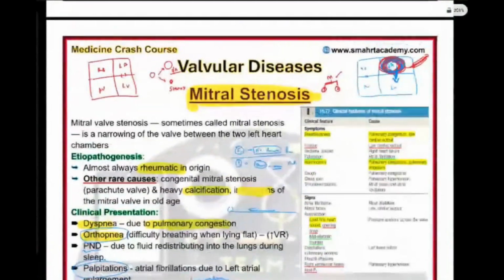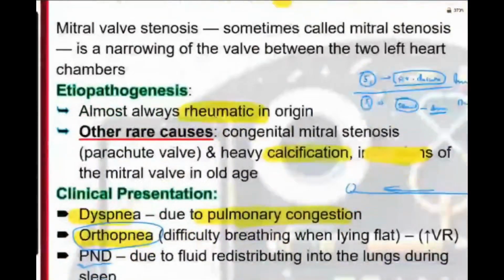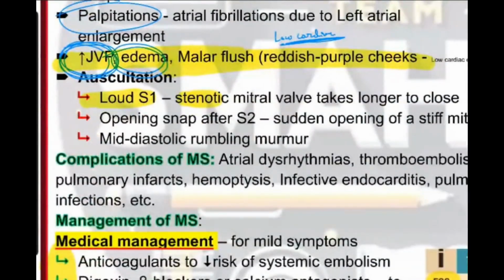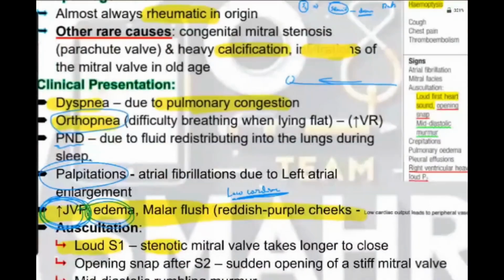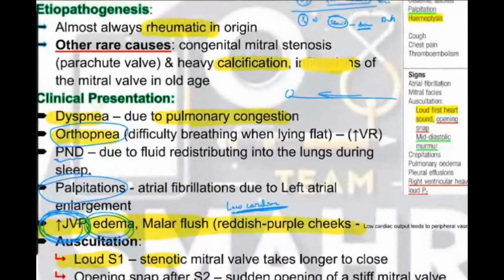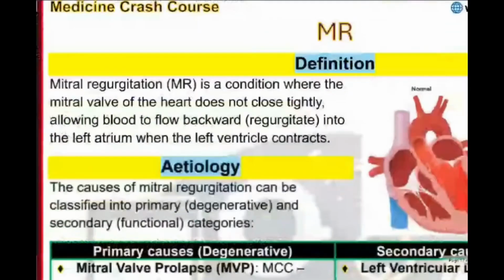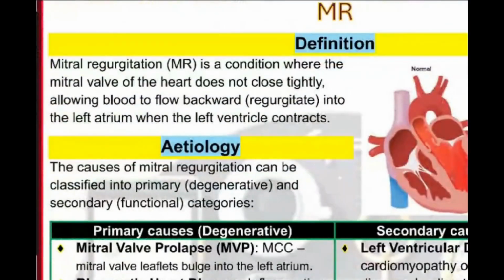Okay, somebody is asking what type of murmur in the mitral valve? Mitral stenosis, MS, is a diastolic murmur. Yes, diastolic murmur, already written. Okay, now MR. What is MR?